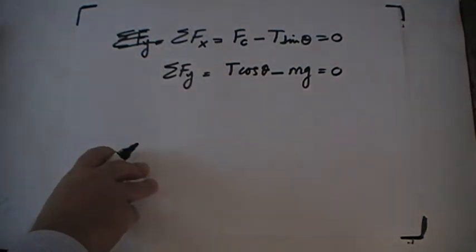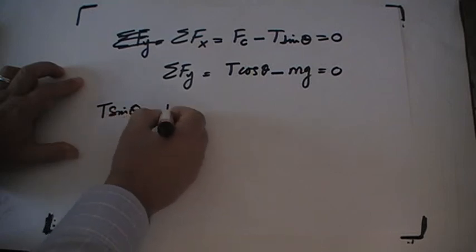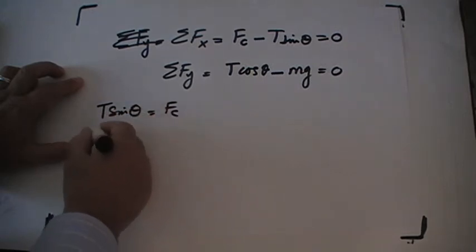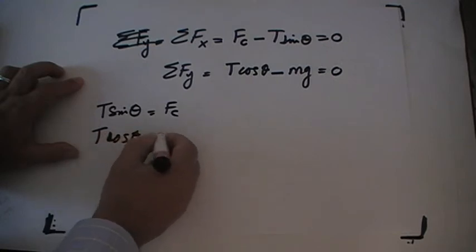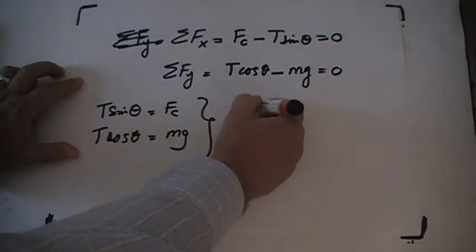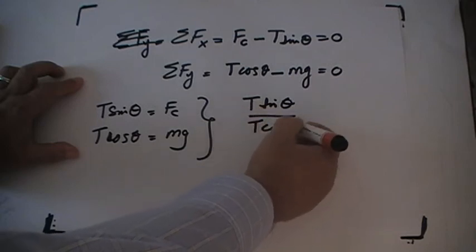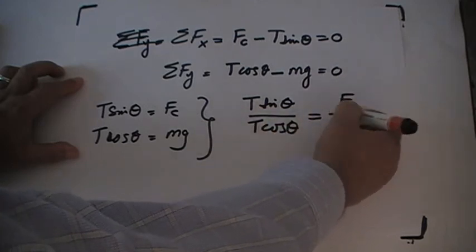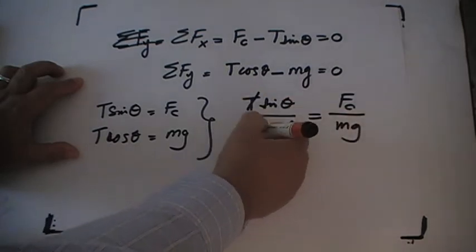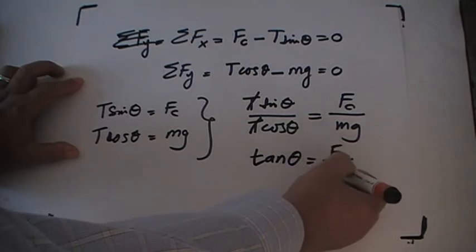I have two equations. I need theta, that's what he asked me for. If I rearrange these equations, equation number 1 gives T sine theta is equal to Fc, and equation number 2 gives T cosine theta is equal to mg. If I divide these two, T sine theta over T cosine theta is equal to Fc divided by mg. So I have tangent theta is equal to Fc divided by mg.